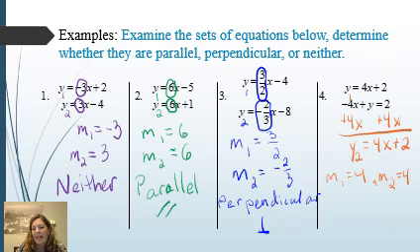However, these are actually the exact same line because the y-intercepts are not different. So these are neither parallel nor perpendicular because it represents the same line. It's the exact same equation. Okay, hopefully everyone got those okay.